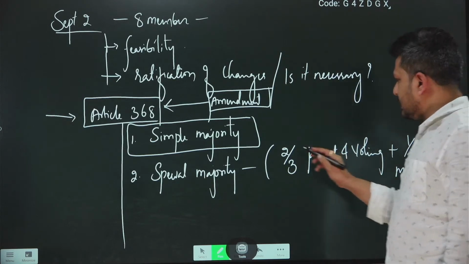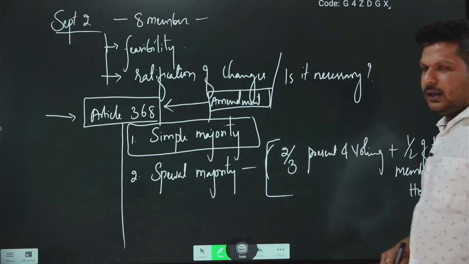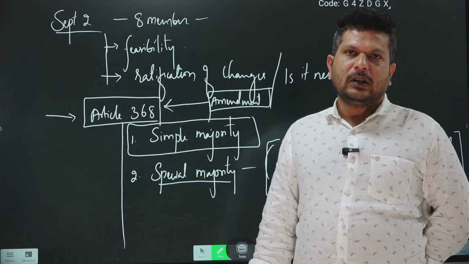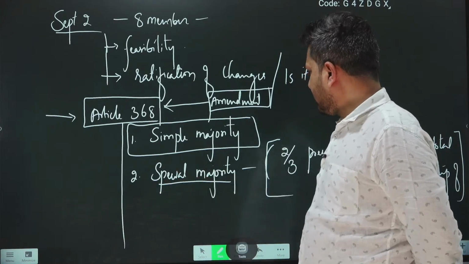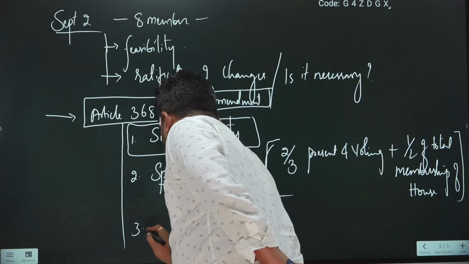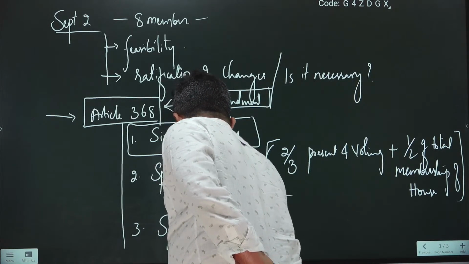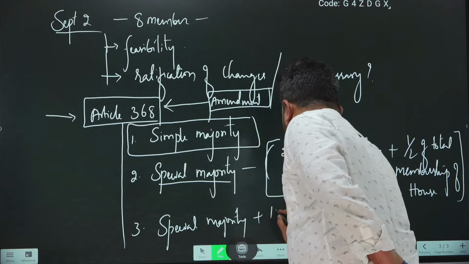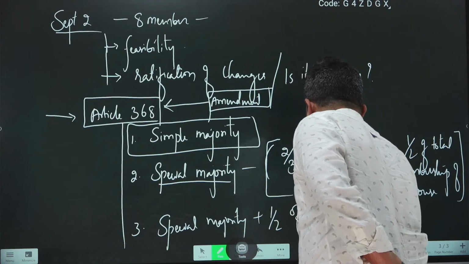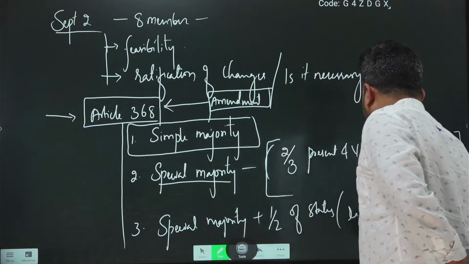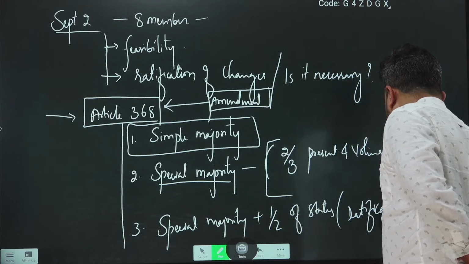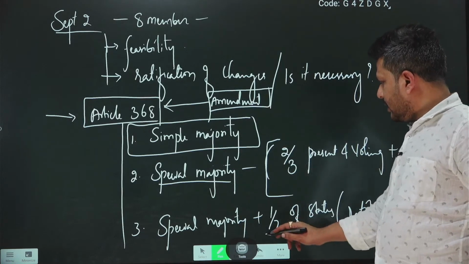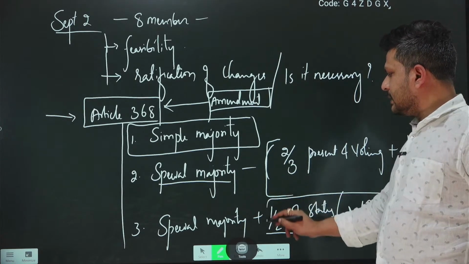So these two conditions should be satisfied in order to bring an amendment if it is constitutional, that is, special majority. And the third change, or third amendment, is with respect to special majority plus ratification by half of the states. So if there is any amendment which affects the federal structure of the constitution, then ratification by half of the states is necessary.